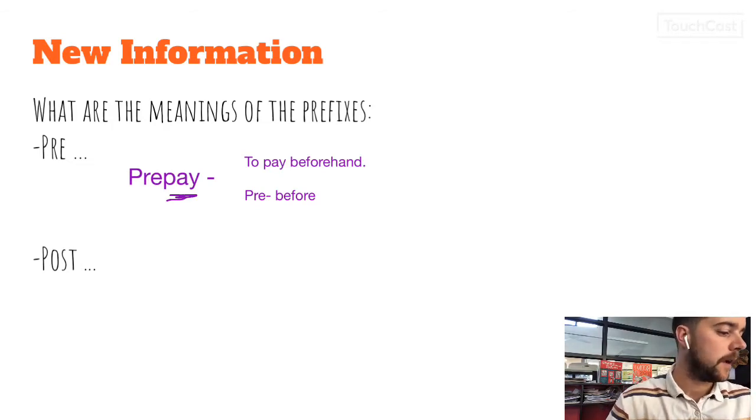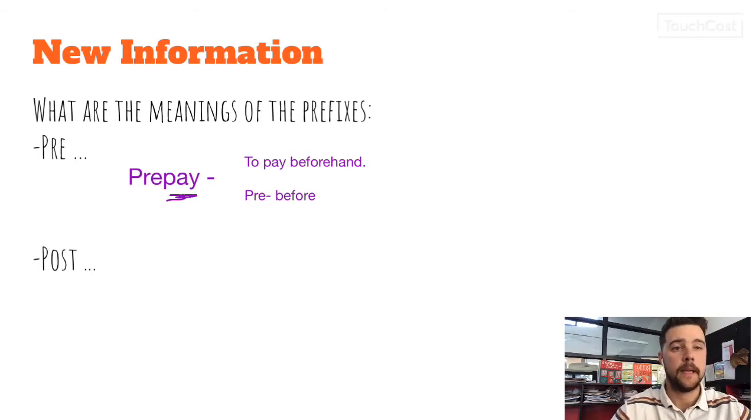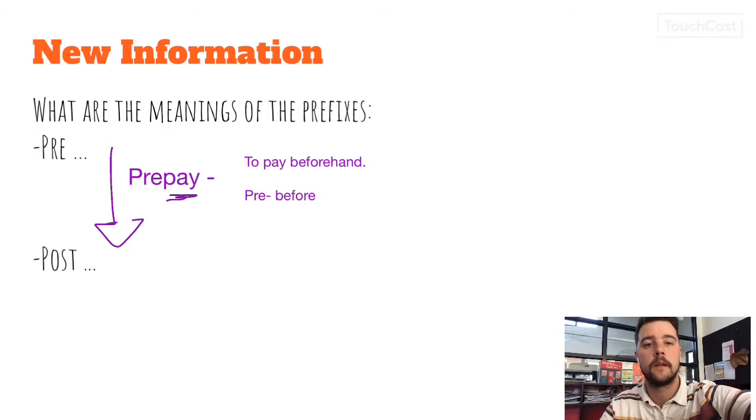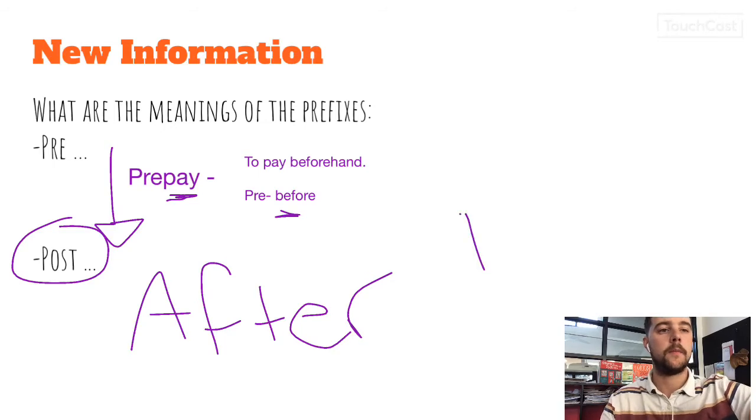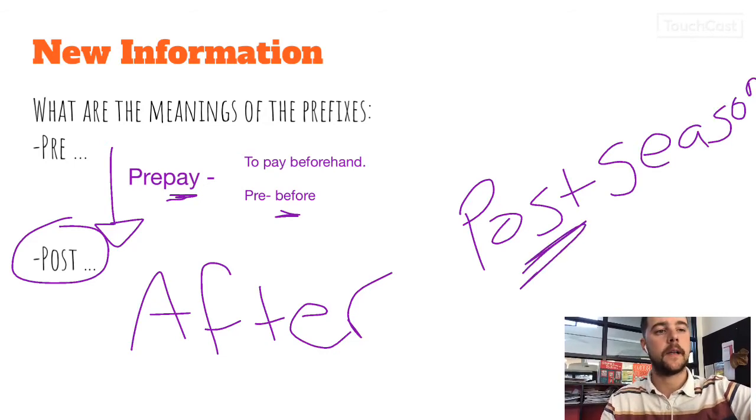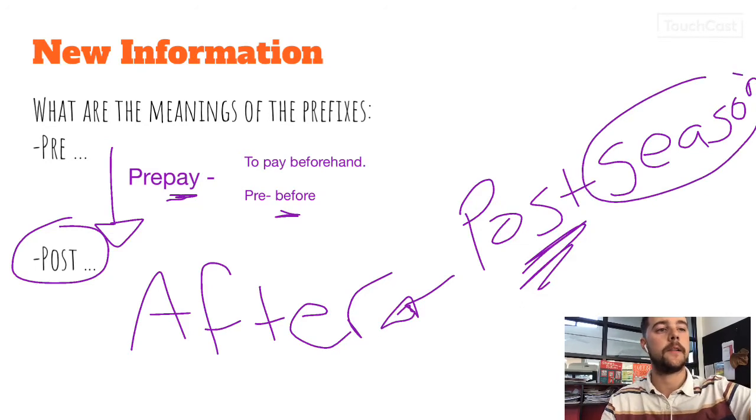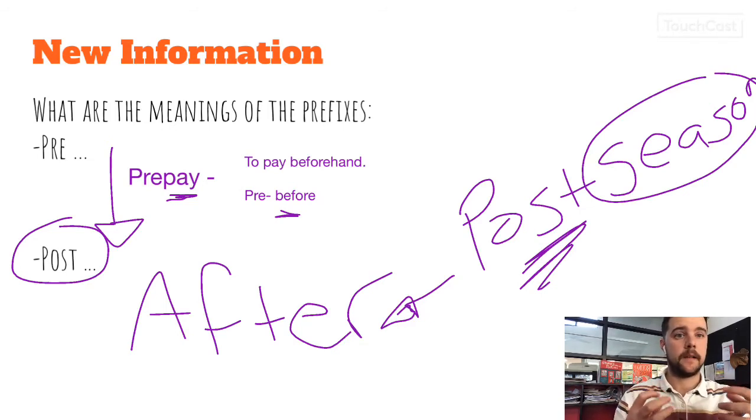So if I'm going to buy something that's pre-worn, it means something has been worn before. So the opposite of that is post. So if pre means before, post means after. So if I think about the word postseason, that means it is after the season. So it changes our base word to mean after what the base word, like pre, does the opposite of that and means before. Now we did pre already. We're going to look at post today.